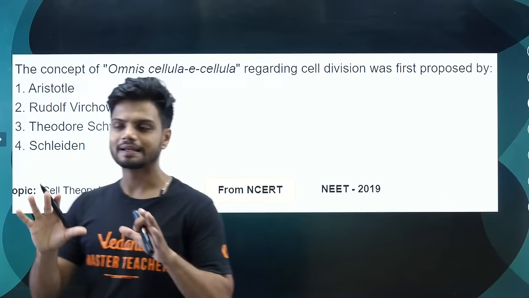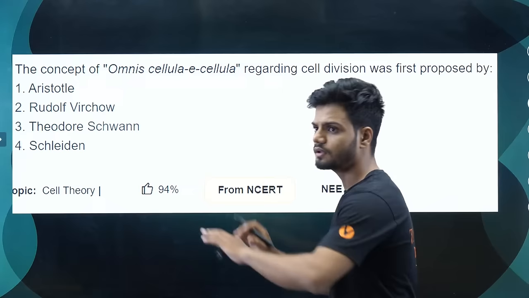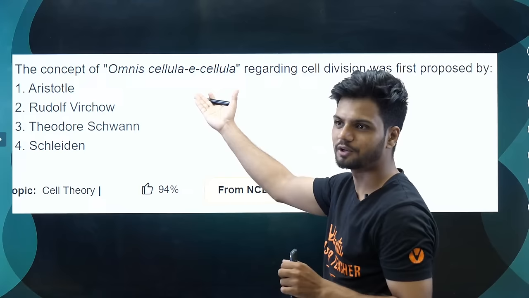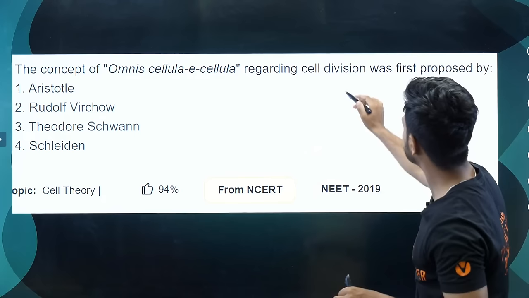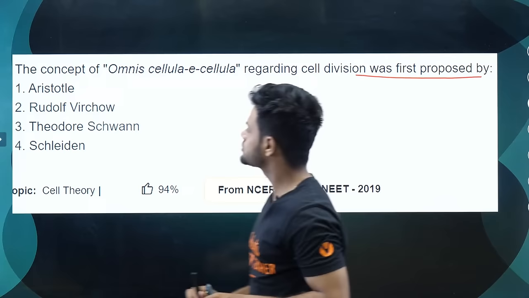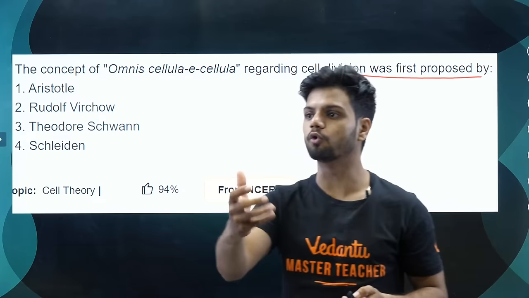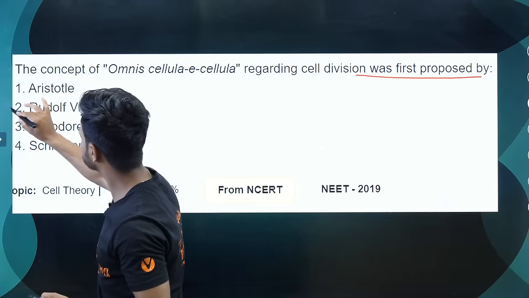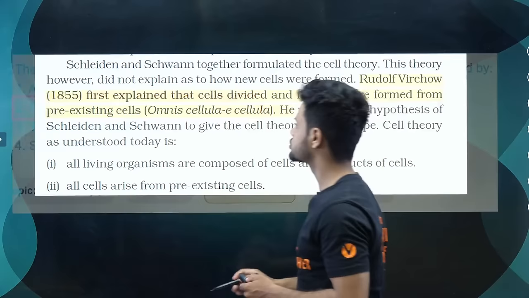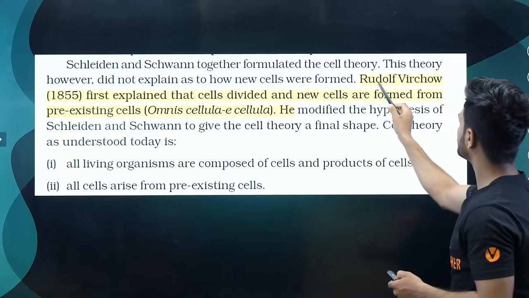Next question is from your cell theory. The concept of omnis cellula e cellula regarding cell division was first proposed by whom? This omnis cellula e cellula basically tells you cells originate from pre-existing cells. It was given by Rudolf Virchow.